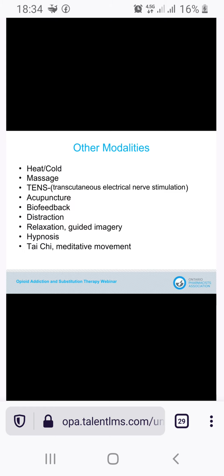Other modalities, not to forget, are heat and cold, massage, TENS machines, acupuncture, biofeedback, distractions. So that could be visual distraction like reading or watching TV, listening to music, talking to friends. Relaxation, guided imagery. Hypnosis is a newer, interesting one. I know at UHN in one of our programs at Toronto General, the Transitional Pain Service, the psychologist actually uses hypnosis as one of her treatment modalities for really severe pain. Tai Chi and meditative movement.